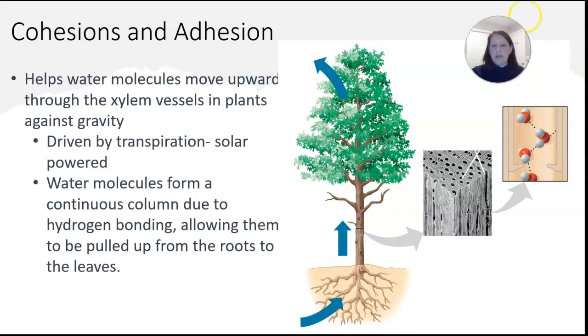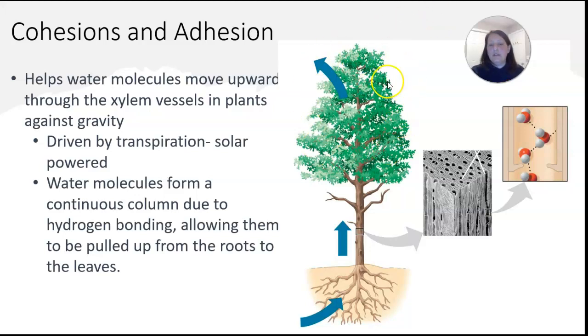And so here is my plant. It's a pretty tall tree, right? And we need to get water from here in the ground all the way up to where photosynthesis takes place, which is up here in the leaves. And we're not going to use any energy to do that, okay? This is going to be a purely solar-powered process, which is driven by the process of transpiration, which I'll talk about in just a second, and we have adhesion and cohesion. So let's take a look at this.